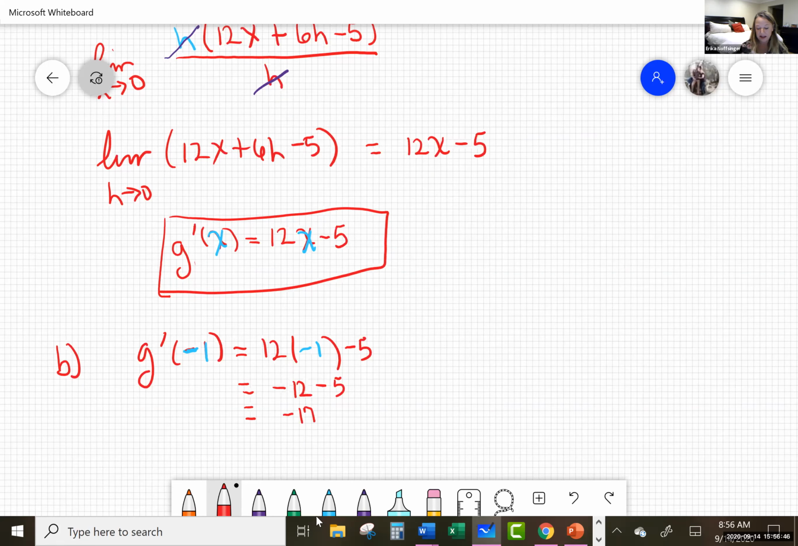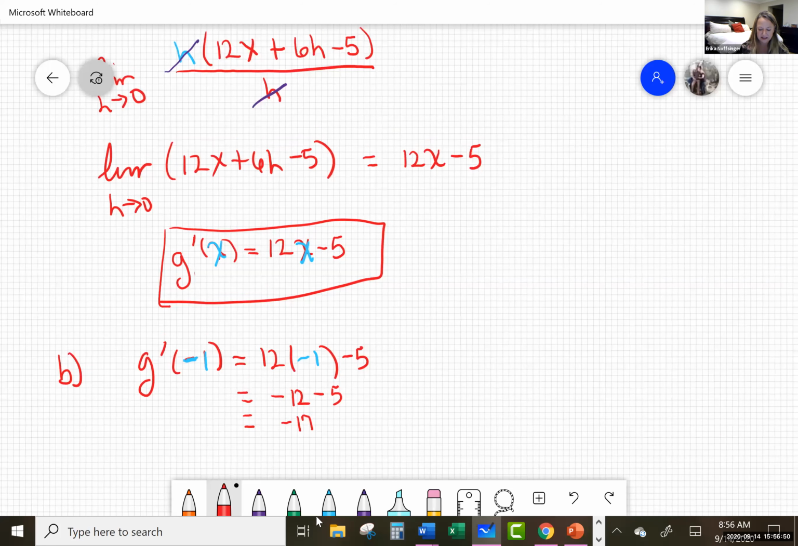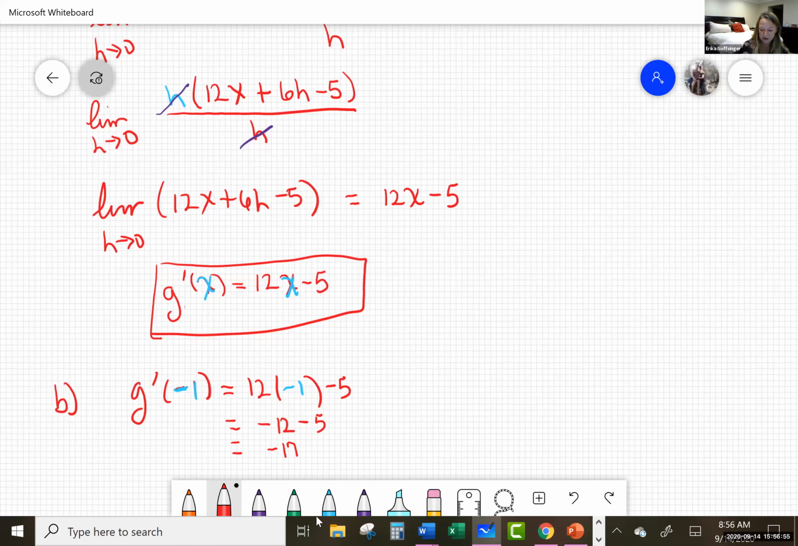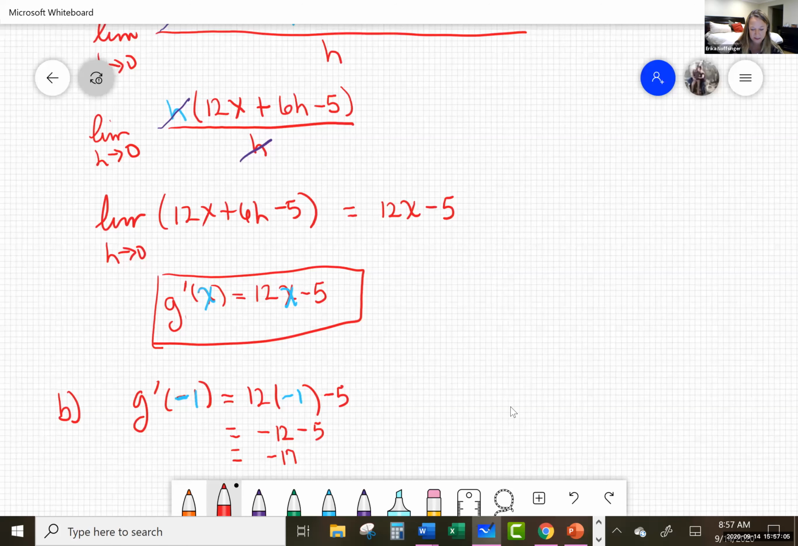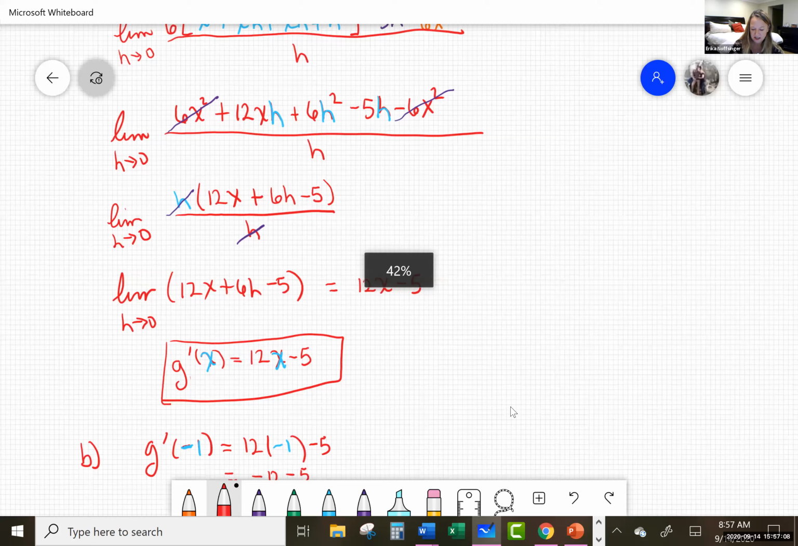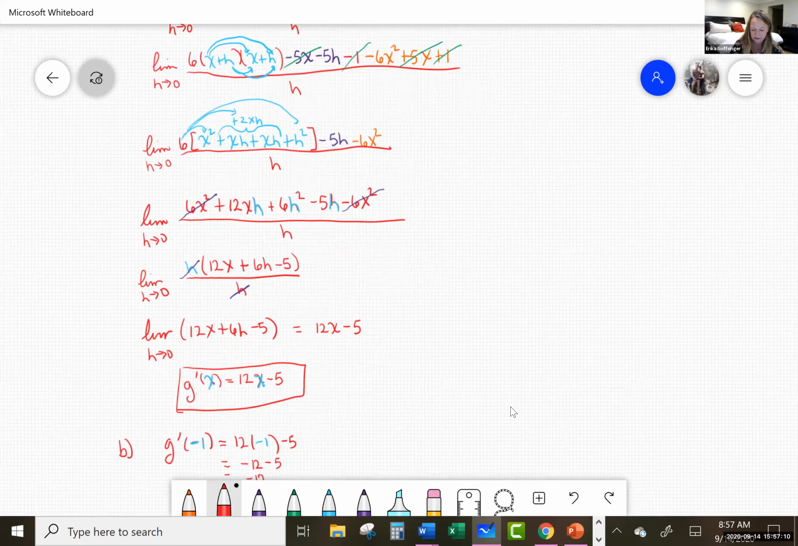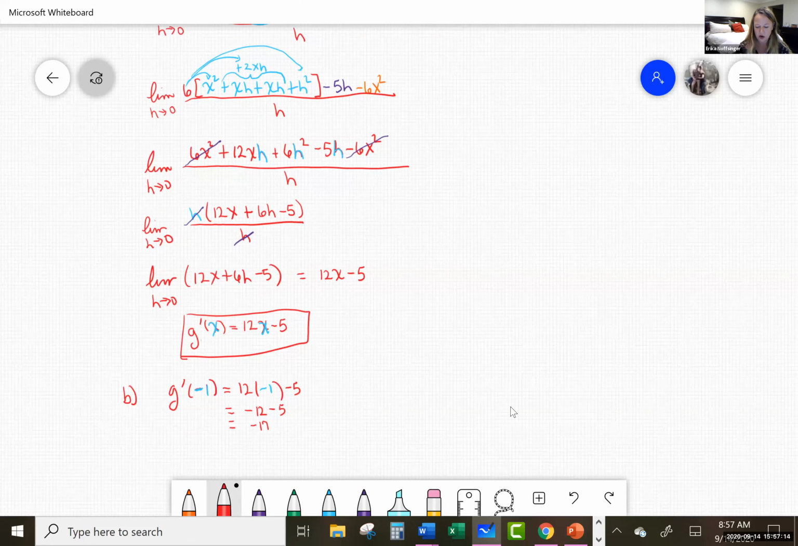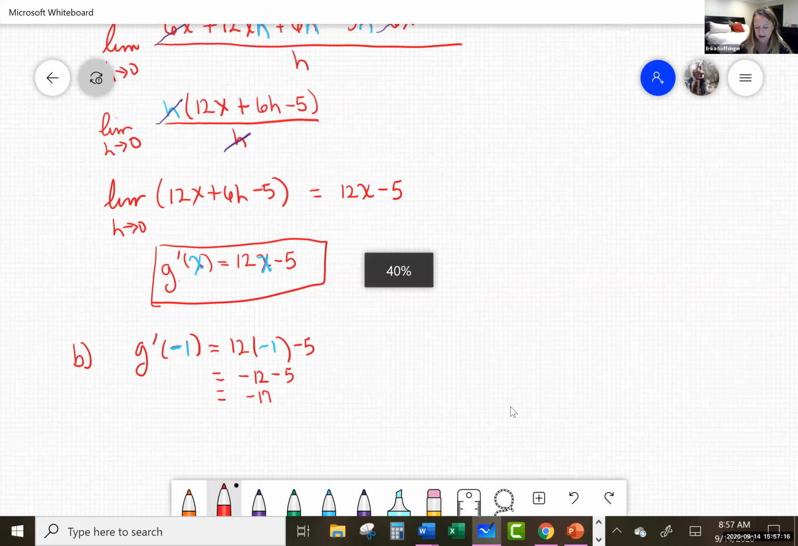So that's telling me my slope when x is -1 on that parabola is negative, so it should be decreasing there. And it's decreasing at a rate of -17 over 1. I want to go in and show you that on Desmos, the function and then that derivative. Before we go in and look at that derivative though, let's find the equation of the tangent line at that value.